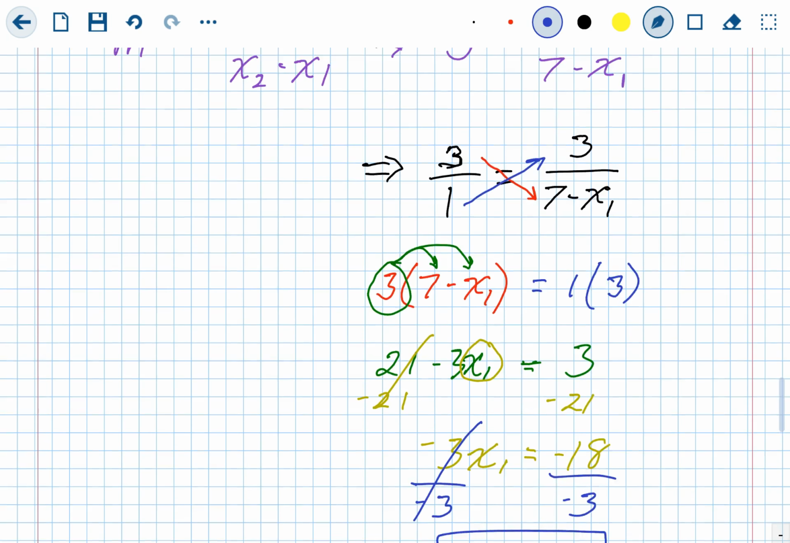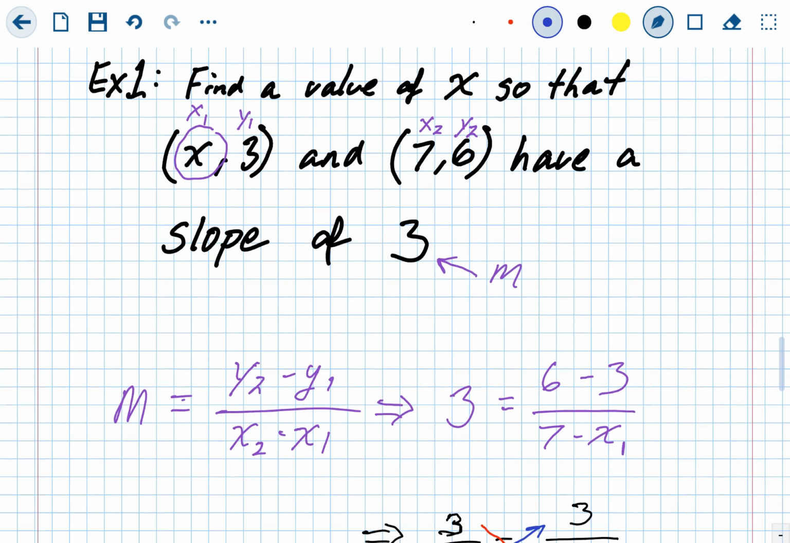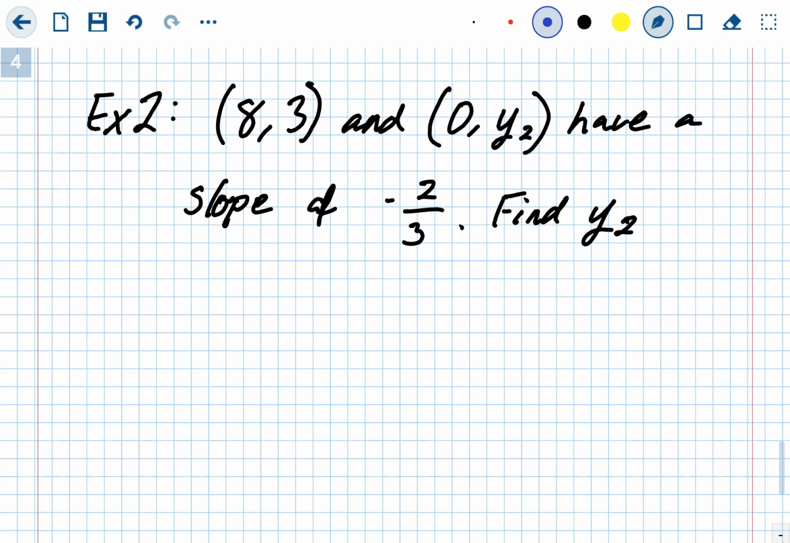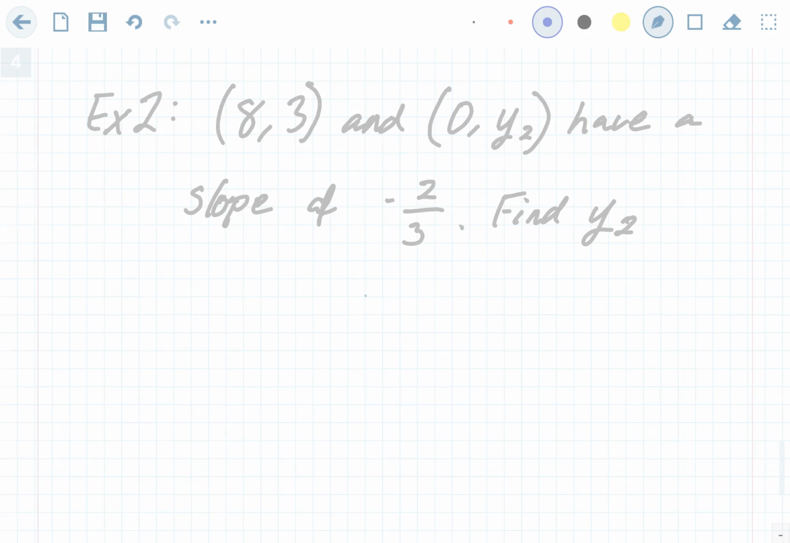So if we plug 6 into that ordered pair, which was x comma 3, again we were solving for one of the coordinates, 6 comma 3 and 7 comma 6 would have a slope of 3. Alright, let's try one more of these. This time the problem says that 8, 3, and 0, y2 have a slope of negative 2/3. Find y2. Well, same thing.